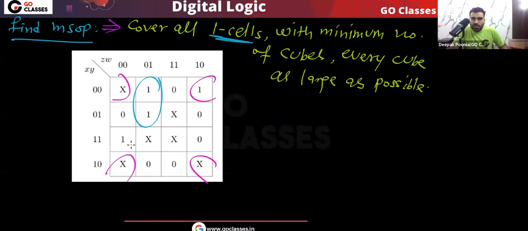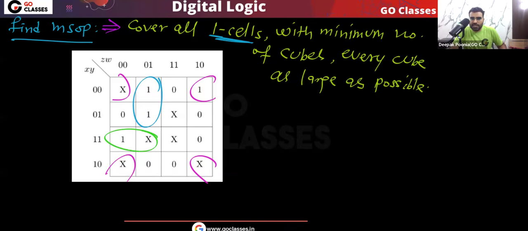To cover this one, can I create a cube of size 4? For this one, you can see this is a useless neighbor, this is a useless neighbor. 2 neighbors are useless. There are 2 useful neighbors. With the help of these 2 useful neighbors, I will create a cube as large as possible. Now, can I create this cube? No, I cannot, because here you are covering 0, you should not cover 0. So I need to create a size 2 cube. Either I can create this one or I can create this one. Whatever you create, that is fine. I hope you understood this.